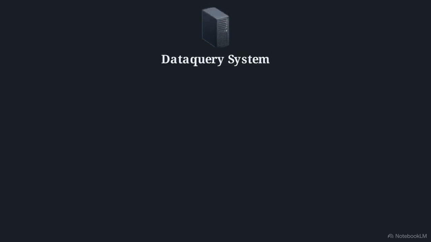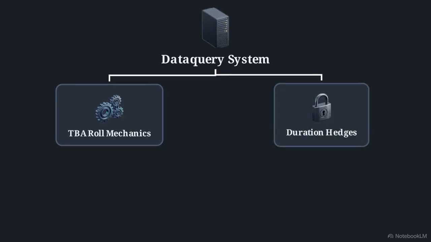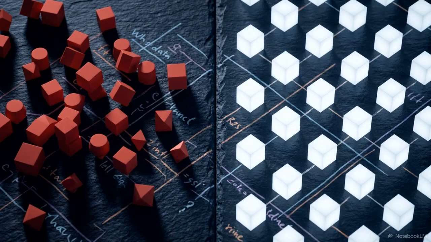We are going to use this system to break down the raw mechanics of the TBA roll, build dynamic duration hedges, and ultimately extract accurate spread equivalents. Without quantitative controls at each of these steps, measuring agency MBS performance remains a speculative exercise.